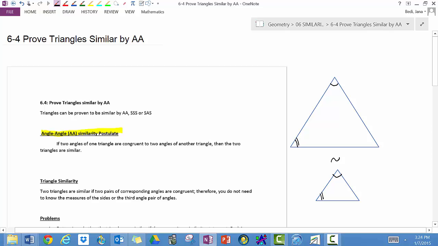And you might ask yourself why the third angle is not needed. Well, if you use your common sense, you'll figure out that if two angles of a triangle are congruent to two angles of another triangle, then the third angles are also congruent to each other. Just remember that the sum of the angles of a triangle is 180.